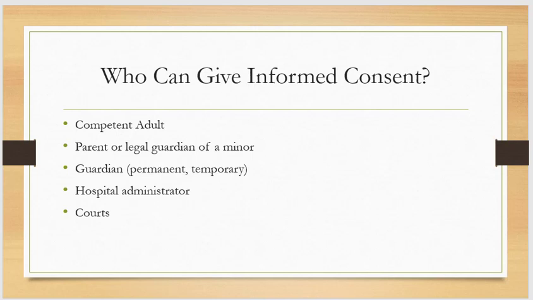So, who can sign an informed consent form? A competent adult can sign for him or herself. A parent or legal guardian can sign for a minor, and a minor can give informed consent if he or she is emancipated or married to an adult. A guardian in place due to a physical inability or legal incompetence may sign a consent form as well. This may be a permanent guardianship or temporary. A hospital administrator can give informed consent for another person, and so can the courts.